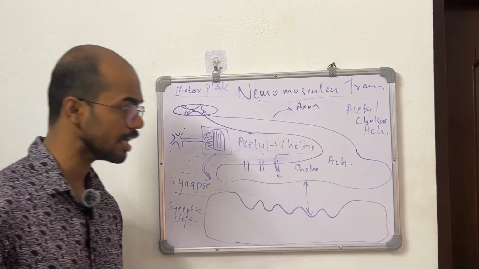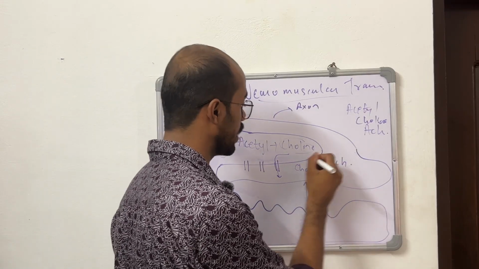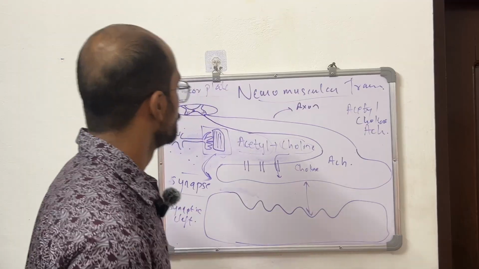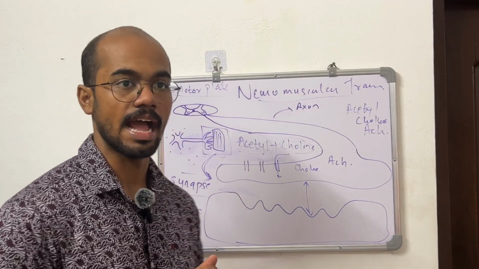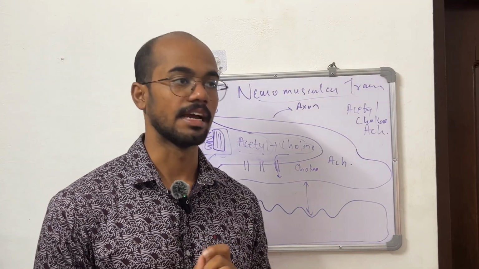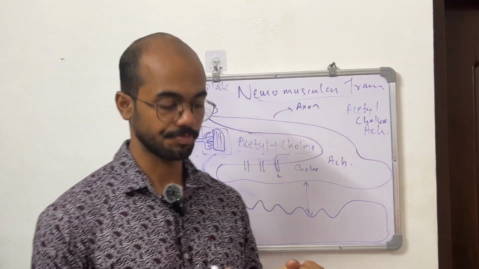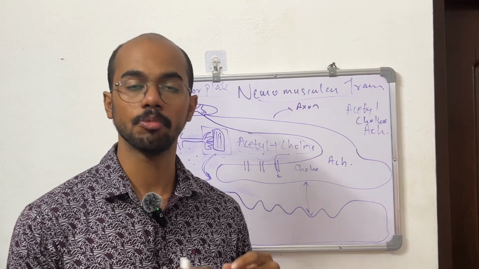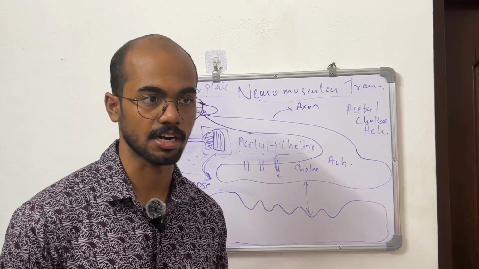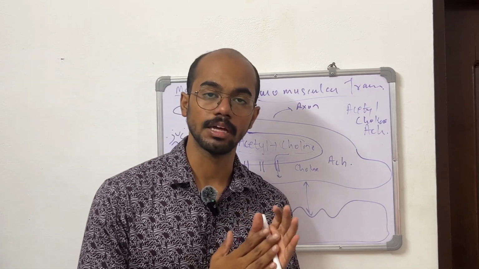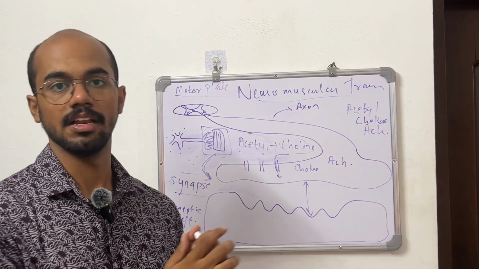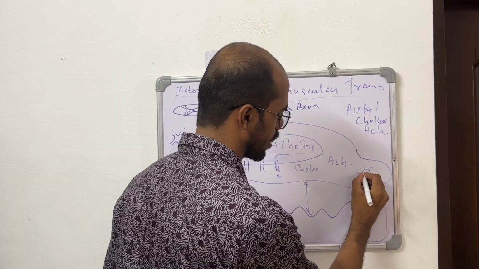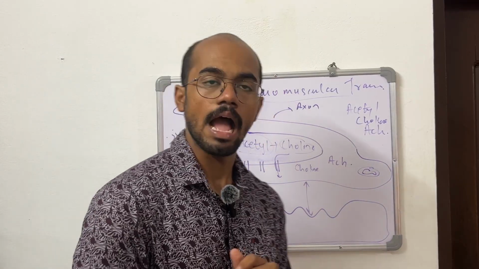Now we need one more component, that is our acetyl part. And where do we get this? Every cell has its own cell organelles, right? That is our mitochondria, endoplasmic reticulum, rough endoplasmic reticulum, smooth endoplasmic reticulum, lysosomes, etc. These organelles are for the perfect functioning of the cell. So similarly, our neuron also has mitochondria here.